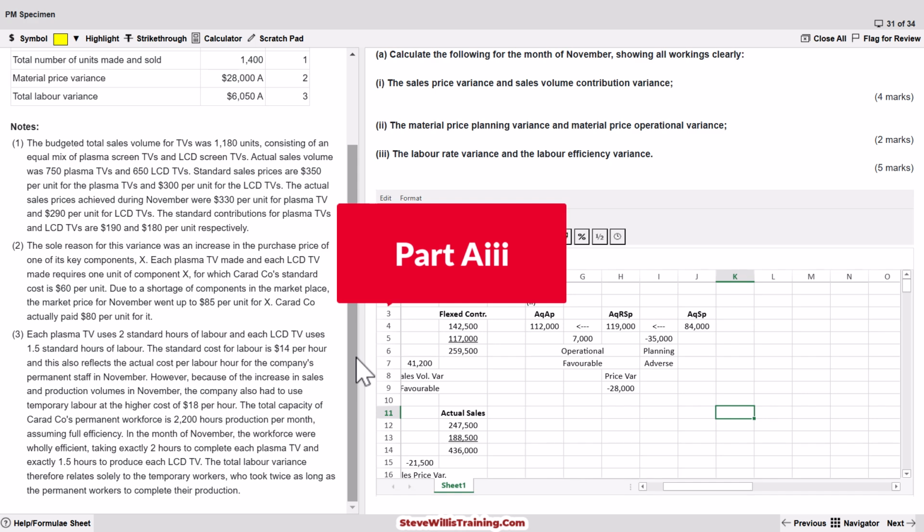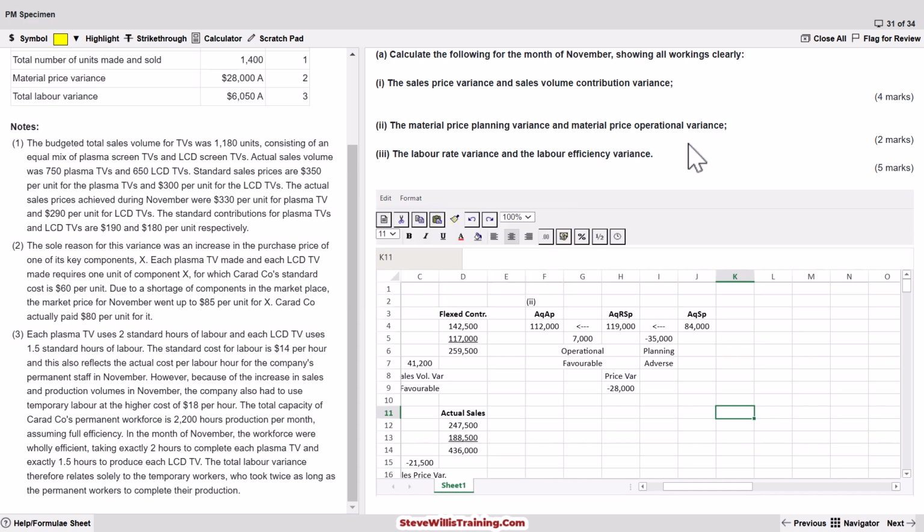Moving on now to part 3, the labor rate variance and the labor efficiency variance. I found this to be the most challenging part of this question. If you felt the same, if you got halfway through it and then decided to move on to easier things in the exam, I would respect that decision. But we're here. Let's take it together. Let's dive in.